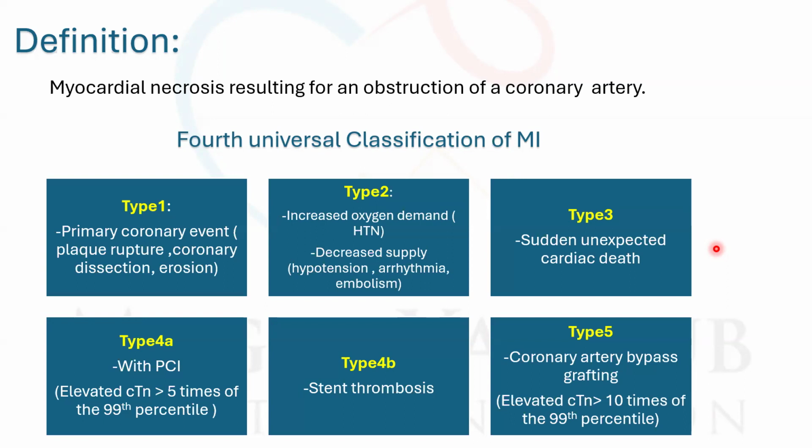Type 4 is subdivided into type 4A, which occurs with PCI, and to diagnose it we have to have an elevated cardiac troponin level of more than 5 times the 99th percentile, while type 4B is related more to stent thrombosis. Type 5 is related to coronary artery bypass grafting, and we have to have an elevated cardiac troponin level of more than 10 times the 99th percentile.